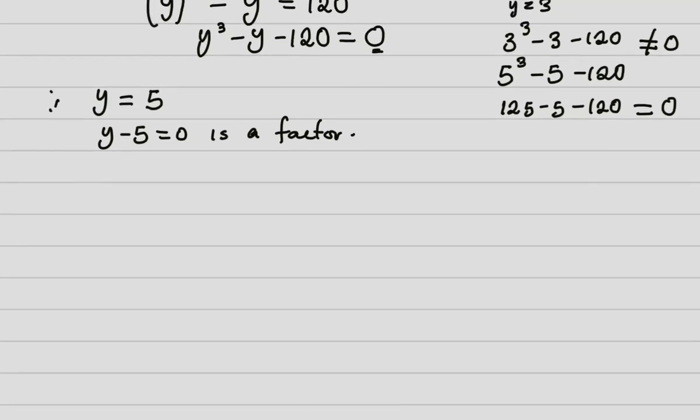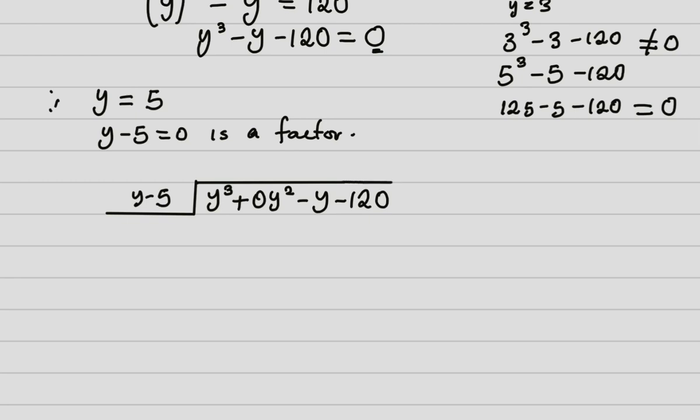Now, if it is a factor, let's look for other factors and find other values of y. So I'm going to divide. Remember your polynomial division. Okay, so I'm going to have this. Here I have y minus 5. Now, I'm going to have y cube. Just to make it look simpler, I will now have plus 0y squared, because we do not have y squared. So I'm going to have it this way. Then I have minus y minus 120. So let me see what will happen now.